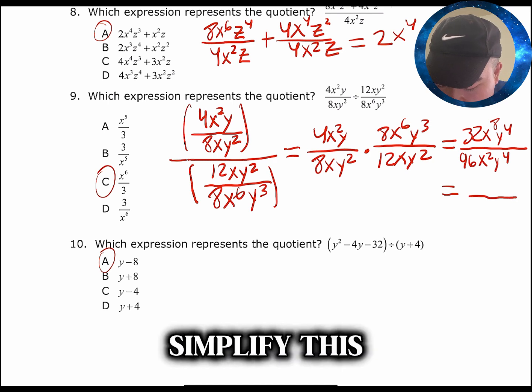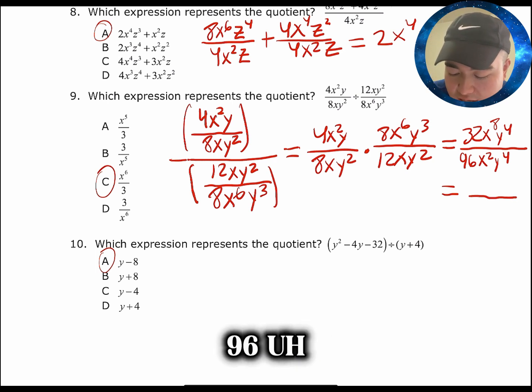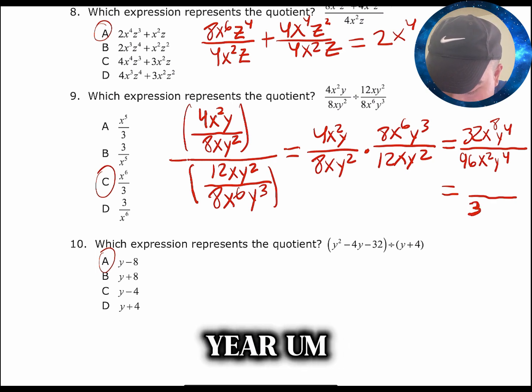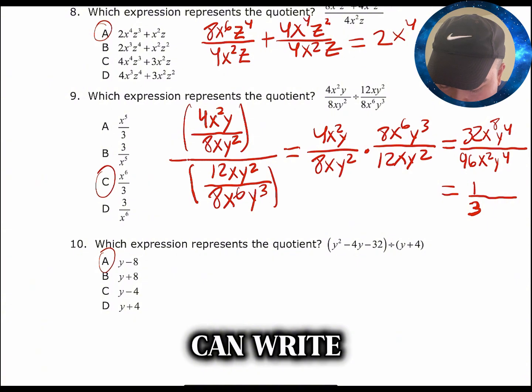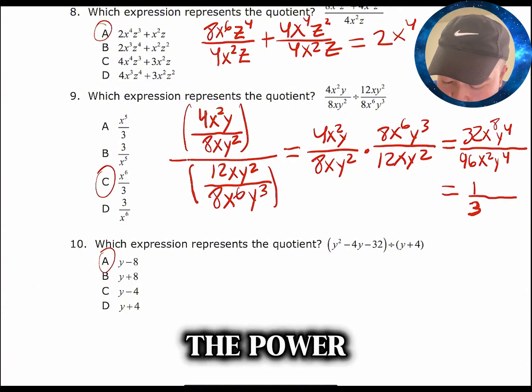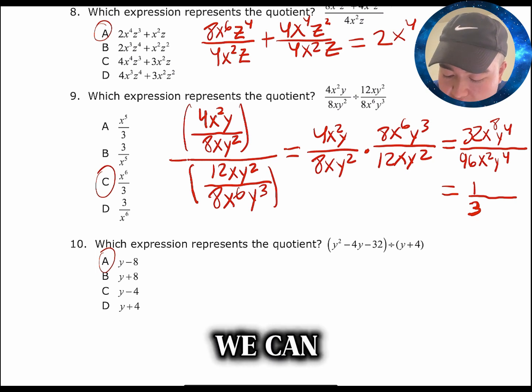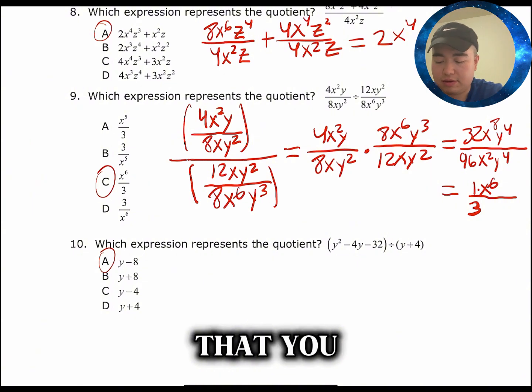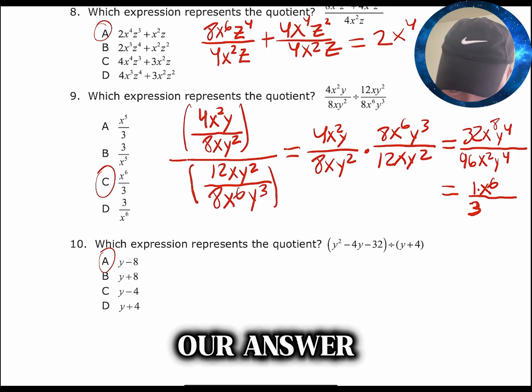And so now we can just simplify this. 32 over 96, oh, that's just 1/3, so 3 goes in the denominator. Yeah, you can write the 1 if you want. And then x to the power of 8 divided by x to the power of 2, we can subtract the powers, so it's just going to be x to the power of 6. So x to the power of 6 goes in the numerator. And then y to the power of 4 divided by y to the power of 4, you can cancel that one out. So our answer is C.